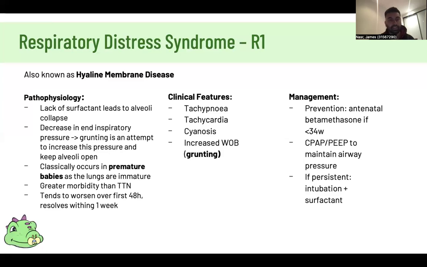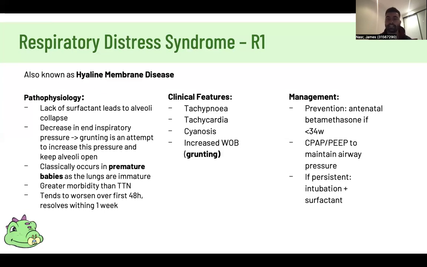Just to note that this is less common than TTN, so transient tachypnea of the newborn, but it does tend to have a greater morbidity. It will normally worsen over the first couple of days, and then it should resolve within about a week. The clinical features are quite non-specific, so tachypnea, tachycardia, and cyanosis are very non-specific features. But the main thing that would alert you to it is grunting. And on top of that, obviously doing a chest X-ray as well.